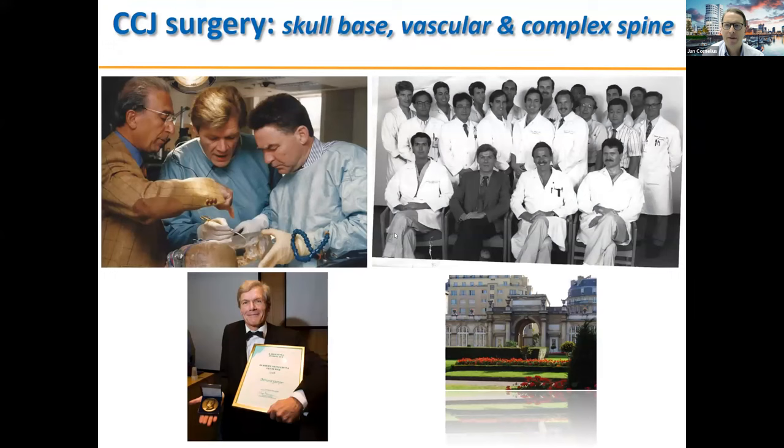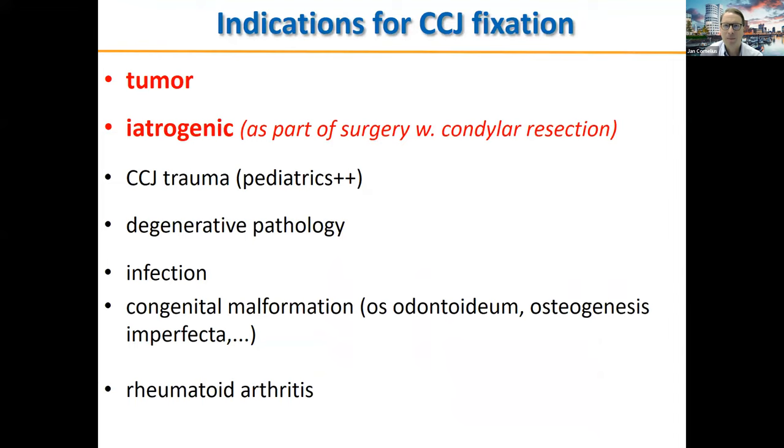So craniocervical junction surgery is a very interesting mixture, in fact, of skull-based surgery, vascular surgery, and complex spine surgery. I think you have to be proficient in all of these domains, and this is what makes this area so interesting. Today I'm going to talk about the main indications in tumor cases and in iatrogenic cases, if the condyle is resected as part of surgery, as has already been mentioned by Michael. And of course there are a lot of other indications like trauma or degenerative pathology, infections, congenital malformations with supplementary bones like the os odontoideum or others. And formerly there was also often an indication in rheumatoid arthritis, but this has now become quite obsolete because of the good medical treatments that are provided.